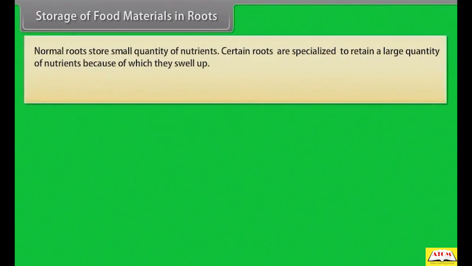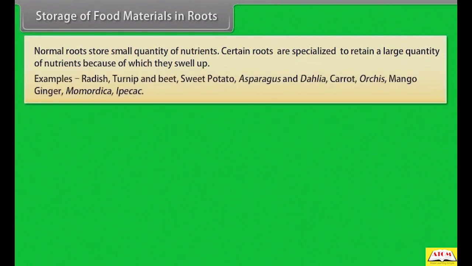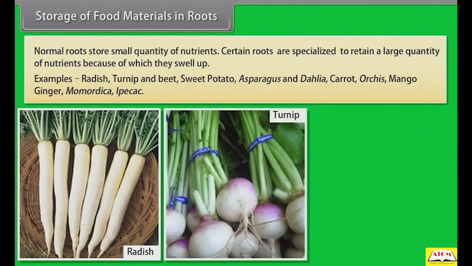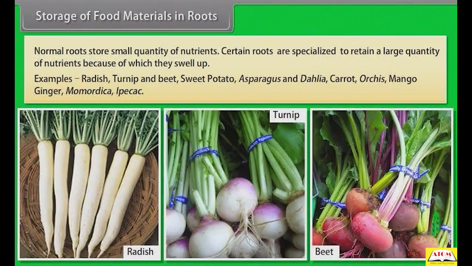Storage of food materials in roots. Normal roots store small quantities of nutrients. Certain roots are specialized to retain a large quantity of nutrients because of which they swell up. Examples, radish, turnip and beet, sweet potato, asparagus and dahlia, carrot, orchids, mango ginger, Momordica, ipecac.